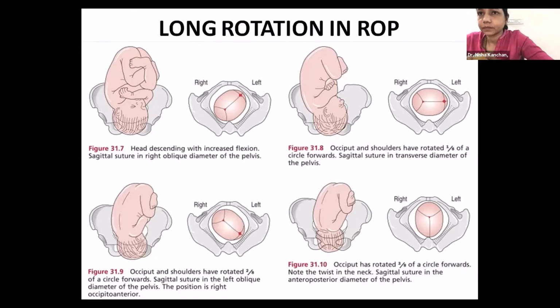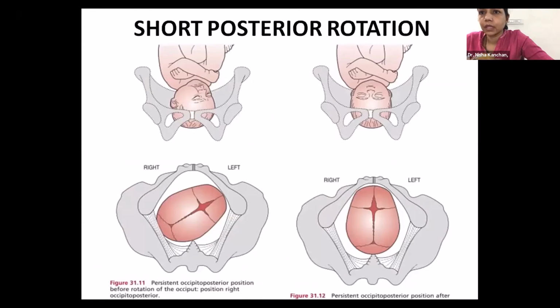Next slide. Delivery in occipito-posterior. Now short posterior rotation. Can you see this? Very rarely we see the baby's face facing the pubic symphysis. When this happens, when the baby's face is facing the pubic symphysis, this delivery is called face to pubis. This is not the same as face presentation. In face presentation, this is a well flexed head.